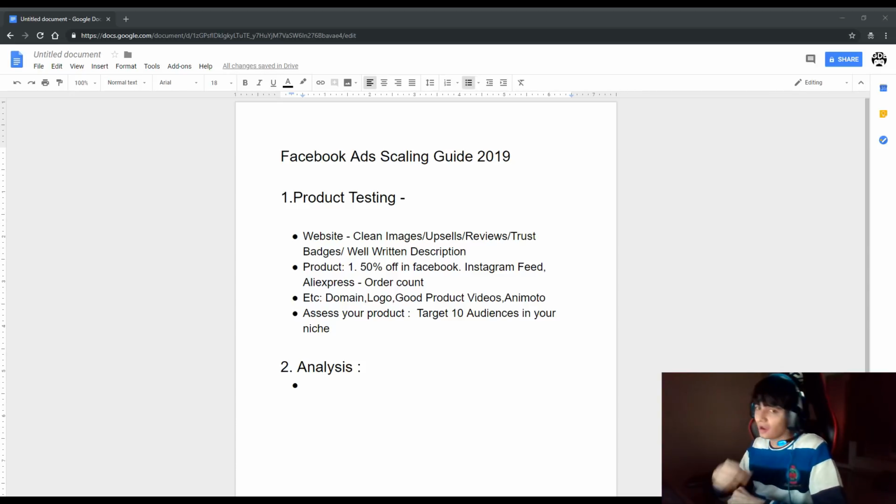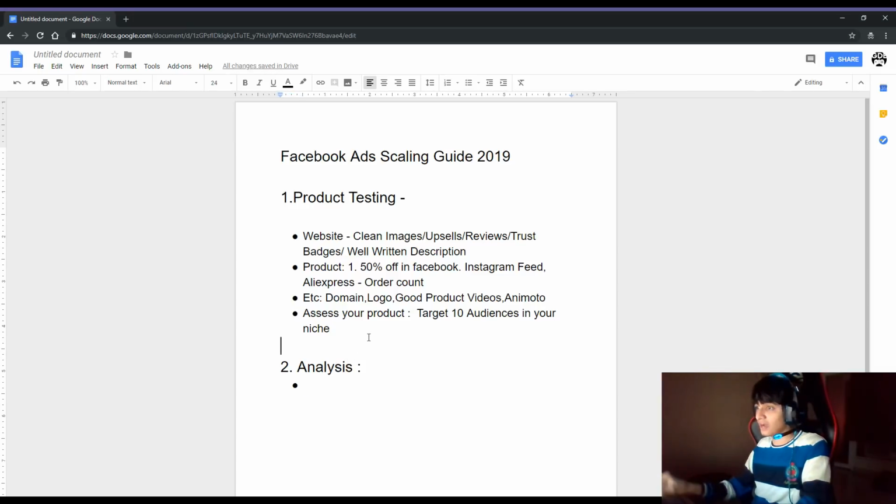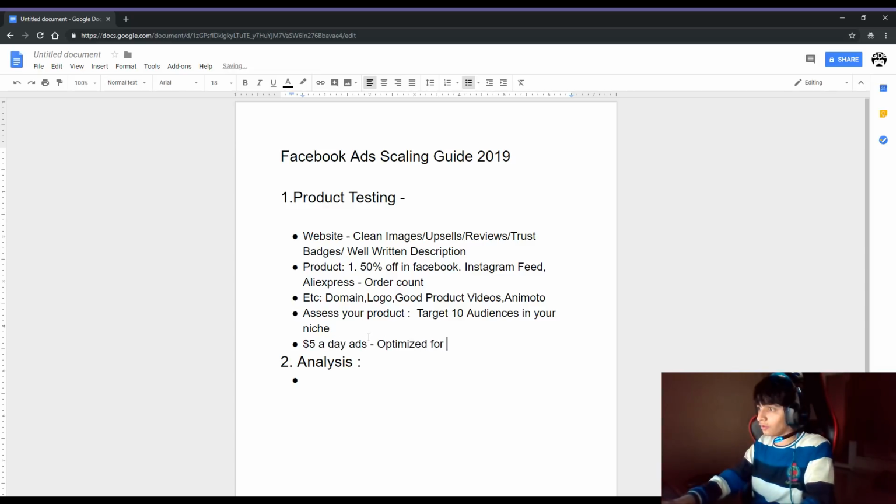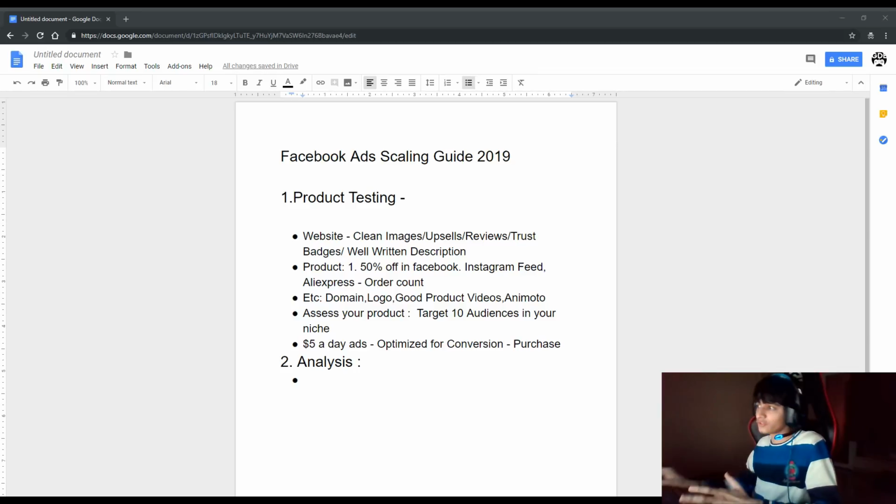Now, once you have those ads out, you have a good ad, you have good everything going for you, this is the time for analyzing your stuff, okay? So you're going to do $5 ads. They're all going to be $5 ads, by the way, okay? $5 a day ads, and they're going to be optimized for conversion, purchase. All right? Now, analysis. Once you have launched these ads, I would not even look at them for 2 days, until they spend a $10 budget.